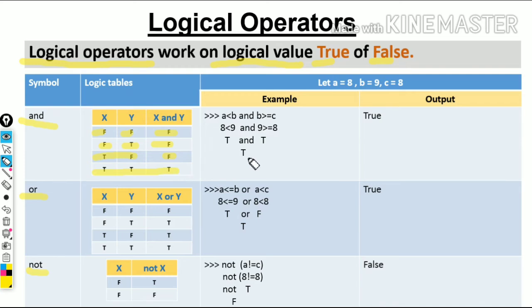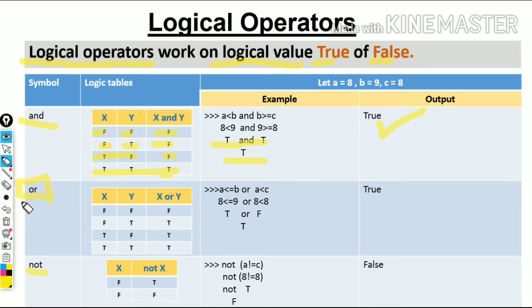Let's see the example. A is less than B and B is greater than or equal to C. A is less than B: A is 8 and B is 9. 8 is less than 9, the statement is true. And B is greater than or equal to C: B is 9 and C is 8. 9 is greater than or equal to 8. This is also true. If both of the statements are true, then the result is true. So our output will be true.